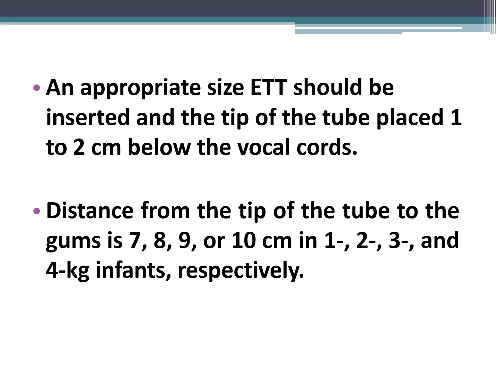When you are selecting the endotracheal tube, you should select the appropriate size, and when you are inserting it, it should go 1 to 2 centimeters below the vocal cord. The distance from the tip of the tube to the gum is 7, 8, 9 and 10 in the case of 1, 2, 3 and 4 kilogram weight babies. That is, in the case of 1 kg weight, 7, and in the case of 2 kg, 8. In that way you are supposed to insert it.